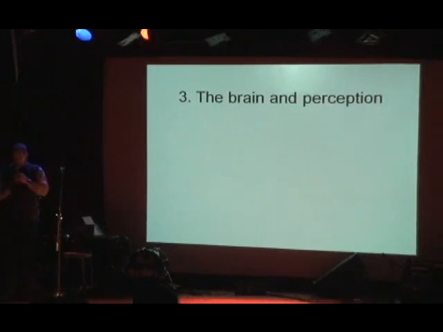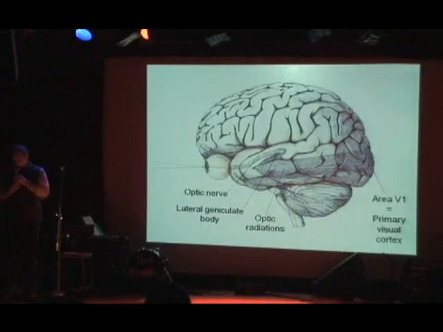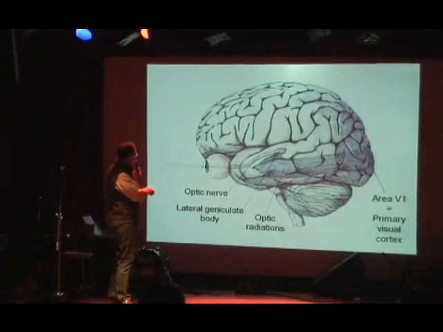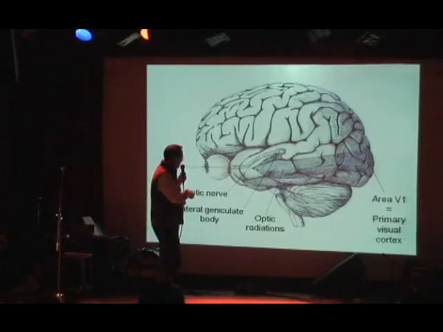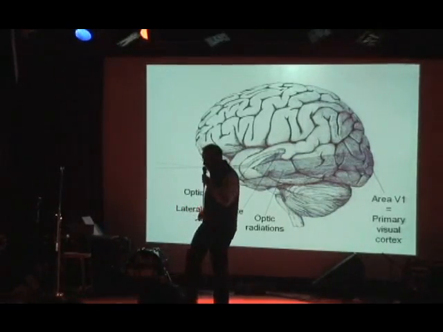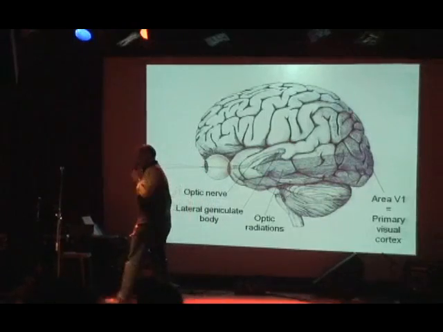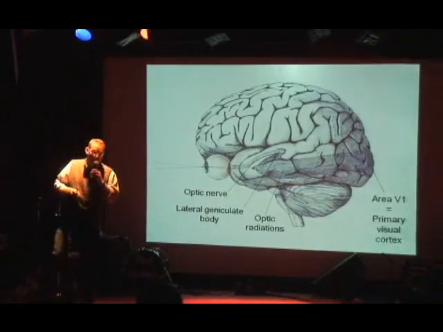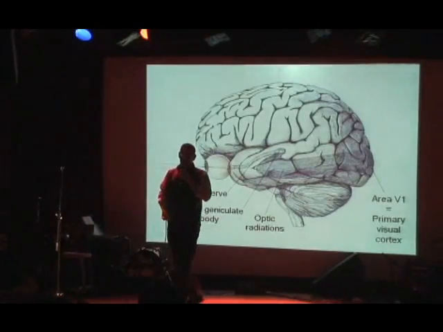All right, what about the brain? Well, here's a picture of a brain, and here's our basics of the visual system. We've got the eye here. In the back of the eye are about 100 million photoreceptors in each eye. Those converge down onto about 1 million ganglion cells in each eye.